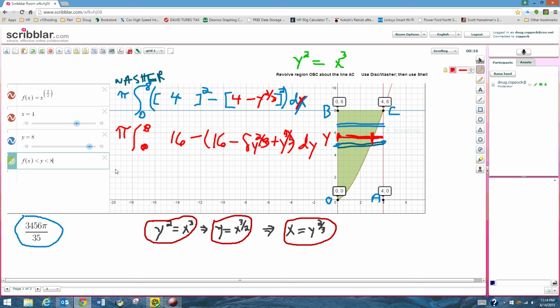Kind of messy there. But finally, when I remove the parentheses, 0 to 8, 16 minus 16 is 0. Opposite of negative 8y to the 2/3 is 8y to the 2/3.